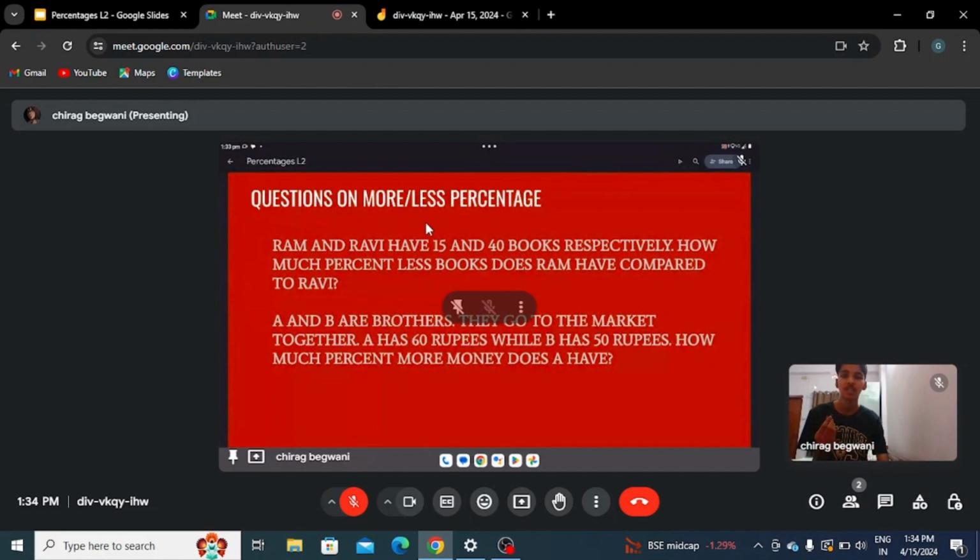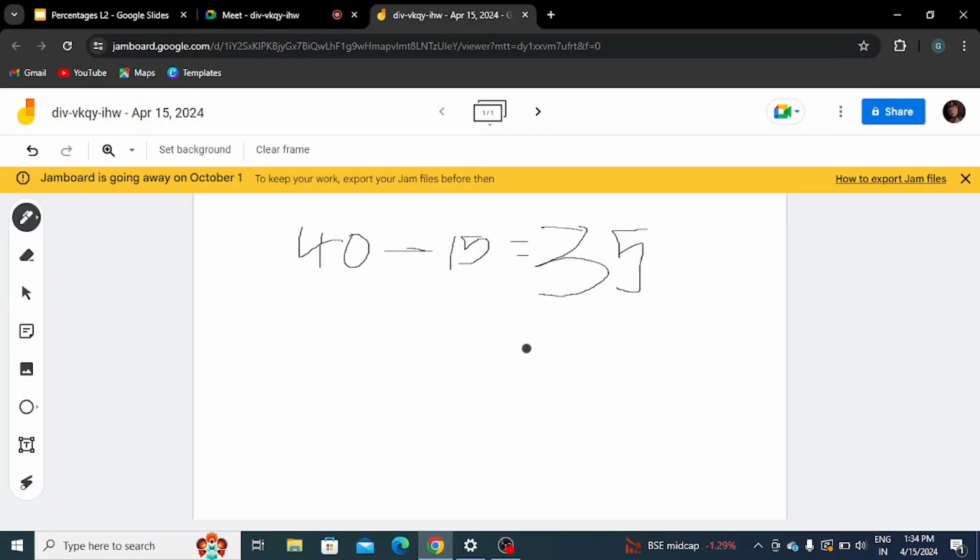See, how much percent less books does Ram have compared to Ravi. When we are comparing with Ravi, with whatever number we are comparing, we just have to take that. So 25 now again by 40. I'll just focus on simplifying this, because 25 and 40 both go in 5. So this will become 5 by 8. Right, 5 by 8 into 100.